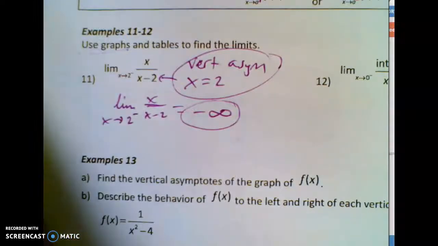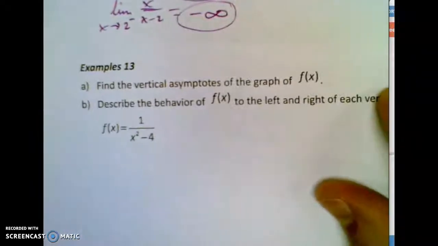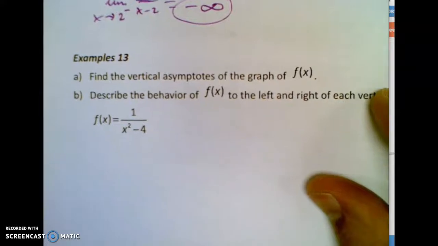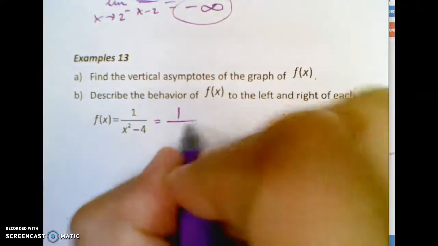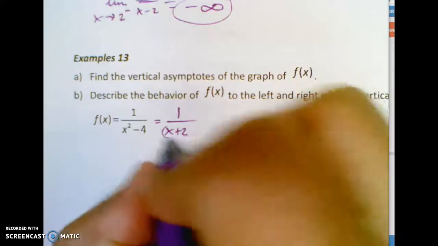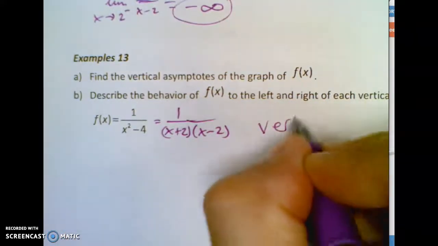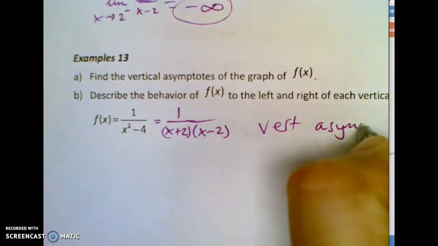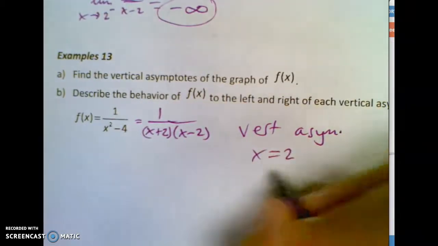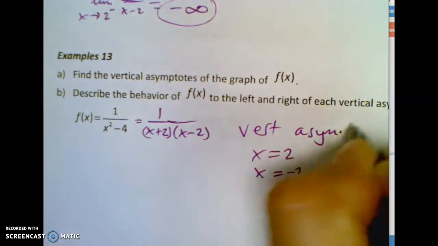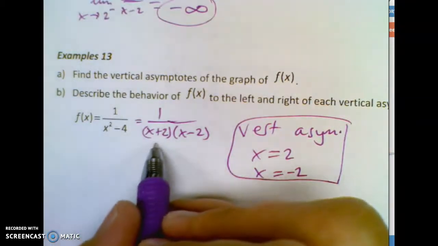Okay, let's check out the other one. Never mind, we're not checking out that one. That's a greatest integer kind of problem. Find the vertical asymptotes. So for this problem, kind of like when we did continuous or not continuous, x plus 2, x minus 2. So I have vertical asymptotes at x equals 2 and x equals negative 2. So I found the vertical asymptotes because I just look for when the bottom's 0.